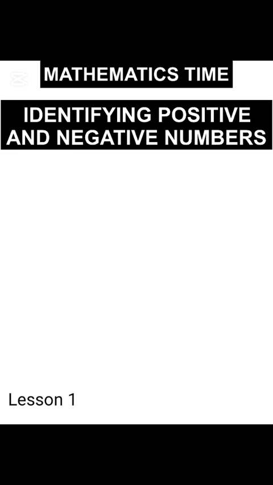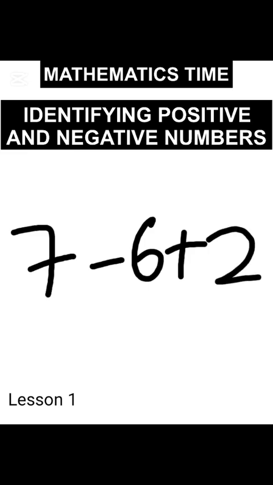Now, when I have 7 minus 6 plus 2, let's identify the positive and the negative numbers here. But take into consideration that a sign affects a number when the sign is at the left side of the number. Good. So 7 here has no sign at the left side. Now, the minus sign in between 7 and 6 does not affect 7. So 7 becomes what? A positive 7.